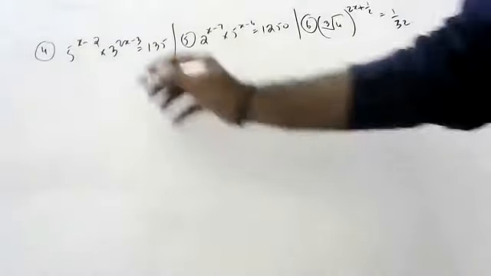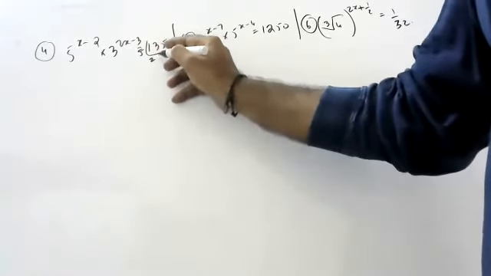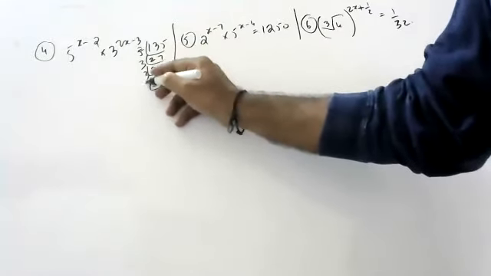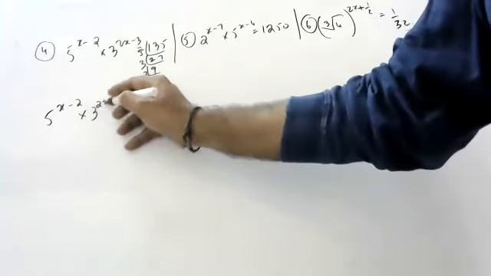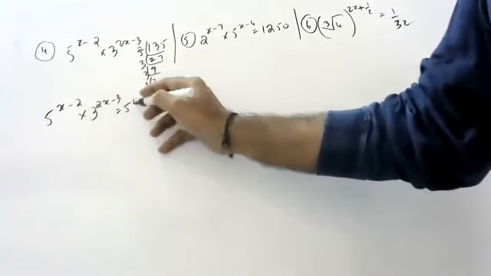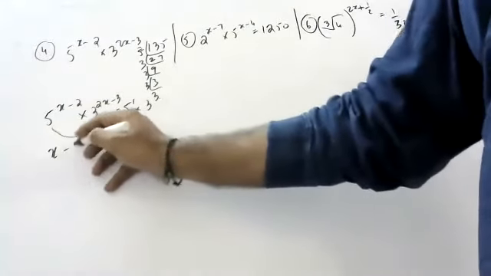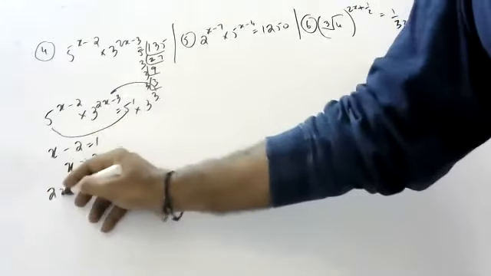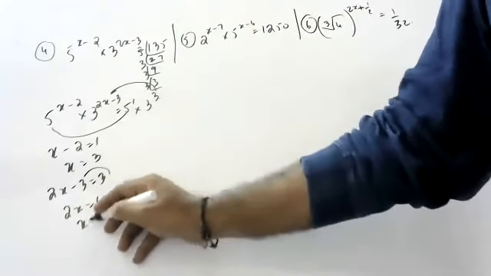Can you tell Meghana this one? Yes, sir. 135 factorization: 5, 27, 3, 9, 3, 3, 3. So 5 to the power of x minus 2 into 3 to the power of 2x minus 3 is equal to 5 to the power of 1 into 3 to the power of 3. So x minus 2 is equal to 1, x is equal to 3. For this, both: 2x minus 3 is equal to 3, 2x is equal to 6, x is equal to 3.